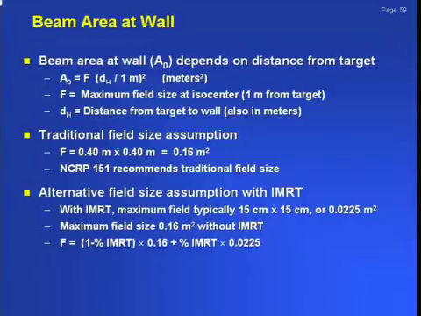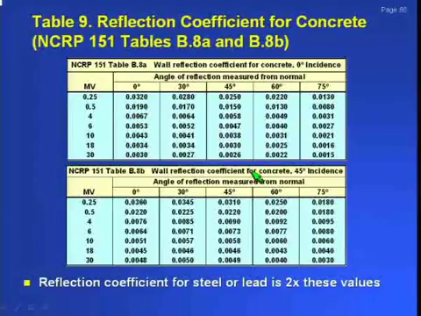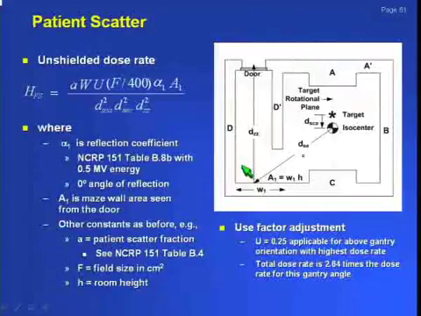For your beam area at the wall, obviously depends on the distance from the target, but make sure you're using your distance in meters. Your traditional field size assumption, again, is 40 centimeters by 40 centimeters. However, with IMRT, we're assuming a 15 square field. This is the data with all your reflection coefficients for concrete in it.